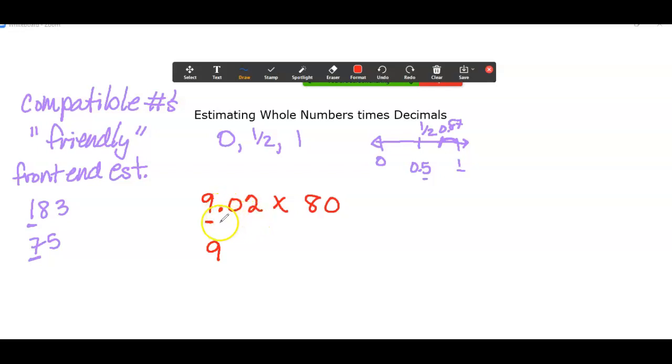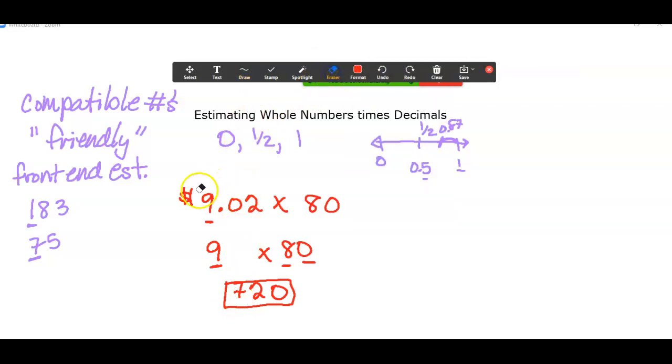You can think about that in regards to money. If this is $9.02, this would be much closer to $9 than it would be to 10. And now when I'm looking at 80, I am going to keep the 80 because it's already rounded. And so now this is just like our whole number estimating that we did before. Now I do the fact, which is 9 times 8 is 72, and any zeros that are left, I add into my product. So my estimate here is 720.